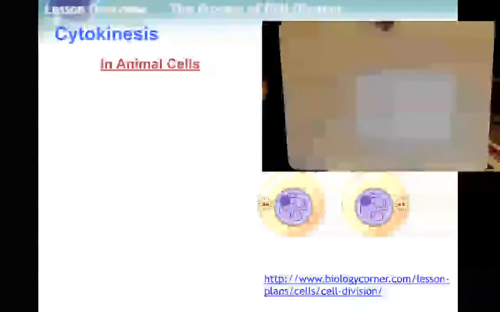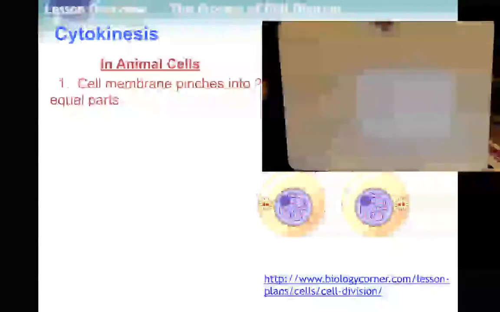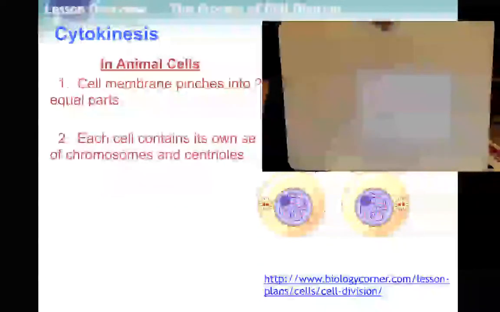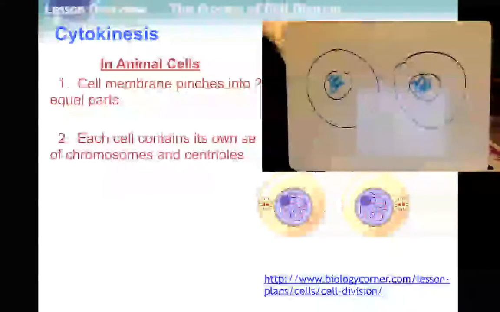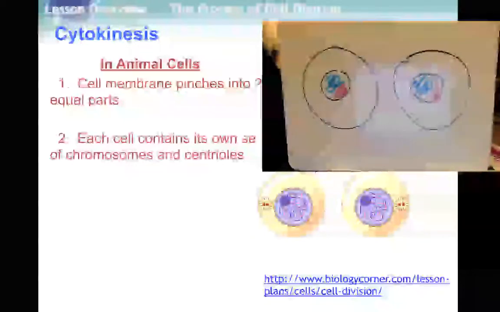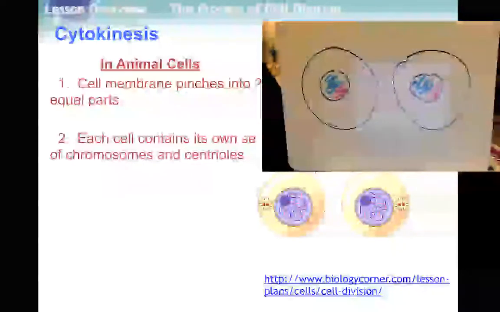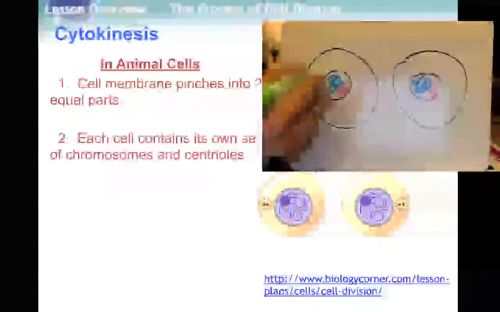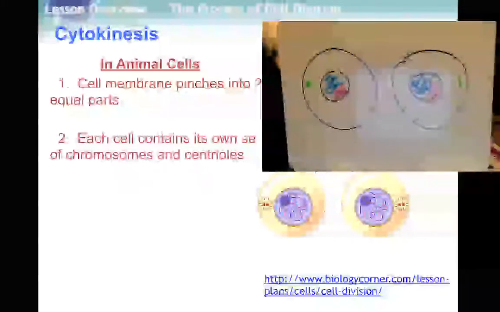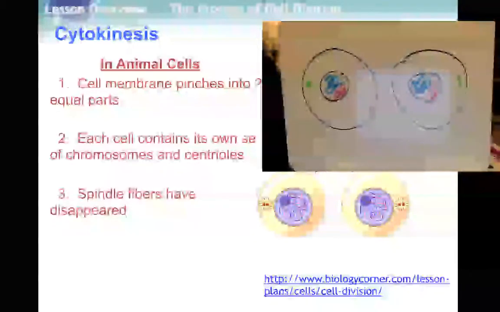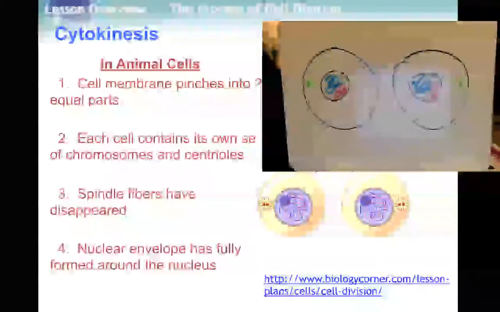Now that the cell is done with mitosis, now it will go into cytokinesis. In cytokinesis, you will now have 2 new cells. Each cell will have its own set of chromosomes. It doesn't need to be organized anymore because we're done with cell division, so make sure your DNA looks like that jumbled piece of string. Each cell will also have its own centriole. At this point, the spindle fibers have totally disappeared, and the nuclear envelope or membrane is now fully formed around the DNA.